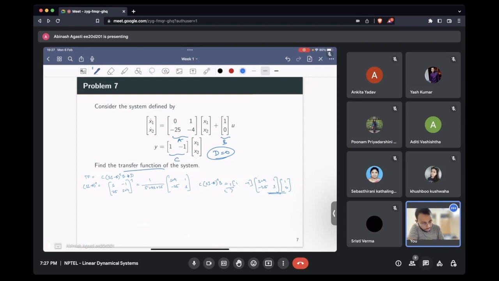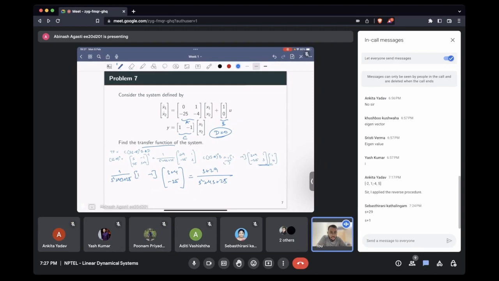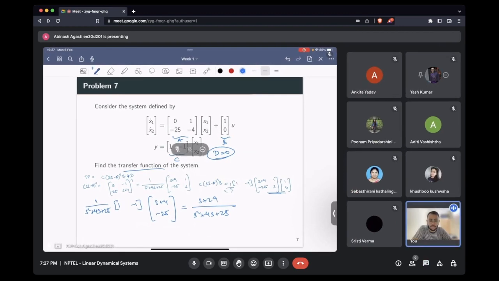So now I have 1 by s square plus 4s plus 25 into [1, minus 1] into [s plus 4; minus 25]. Then we multiply both of these. So we get s plus 4 plus 25, that is s plus 29 by s square plus 4s plus 25. So your numerator seems to be correct, but perhaps there was a mistake while finding the denominator. So this is the transfer function.